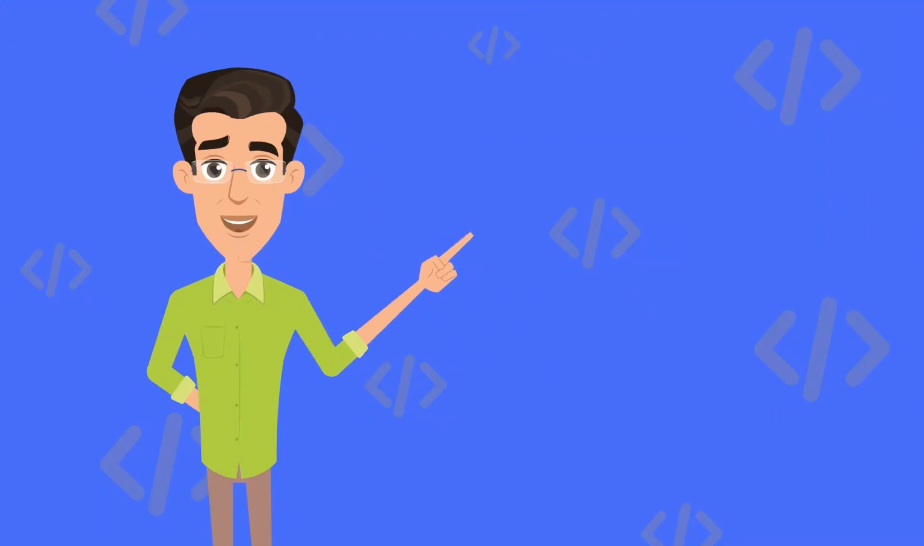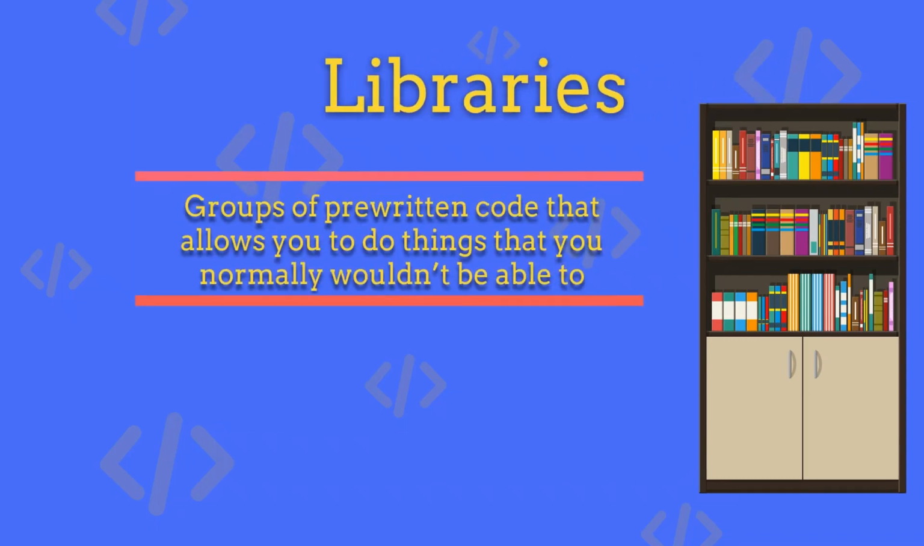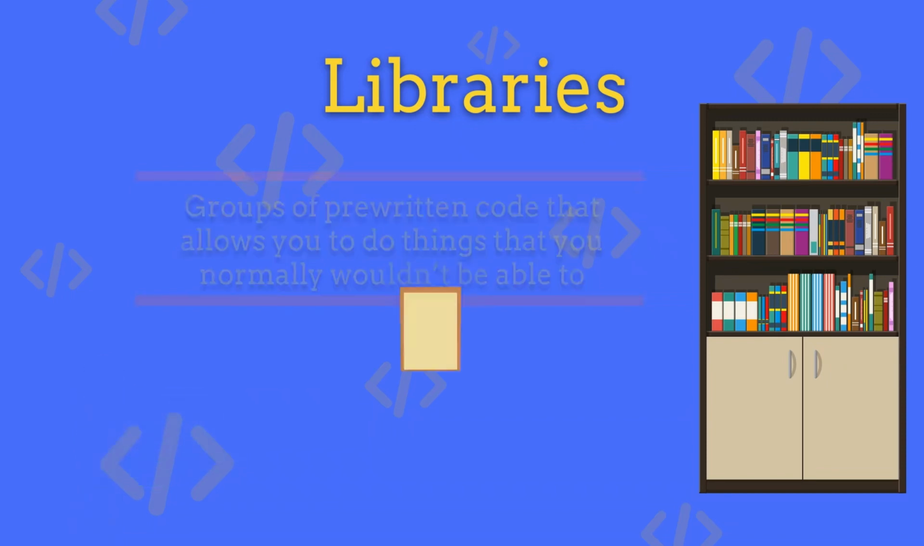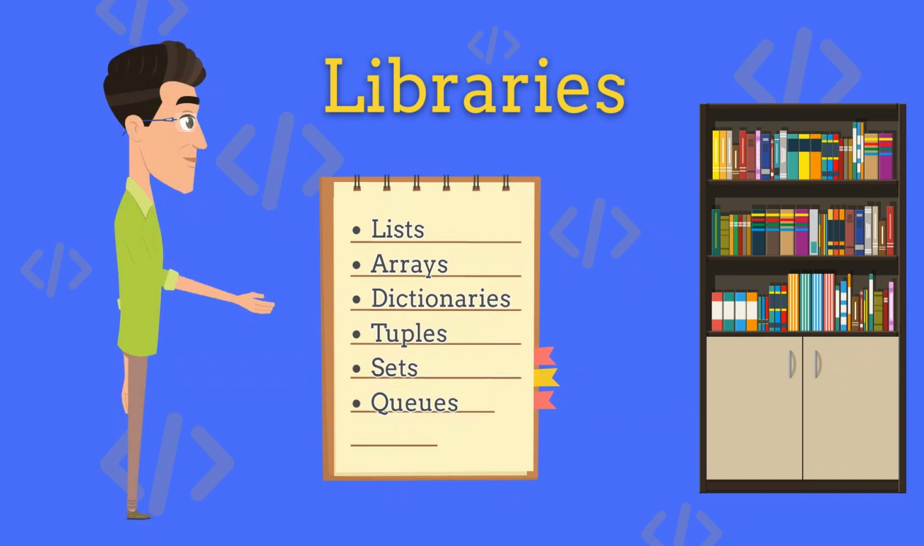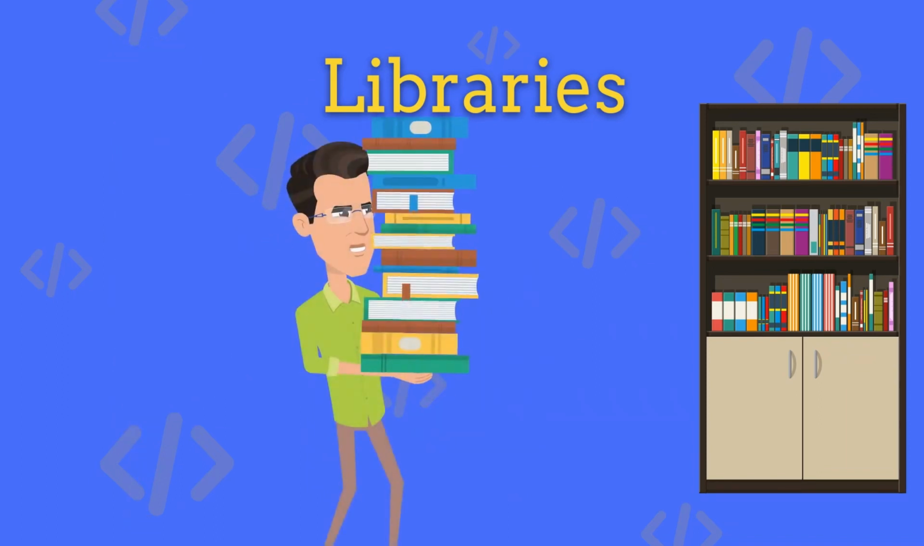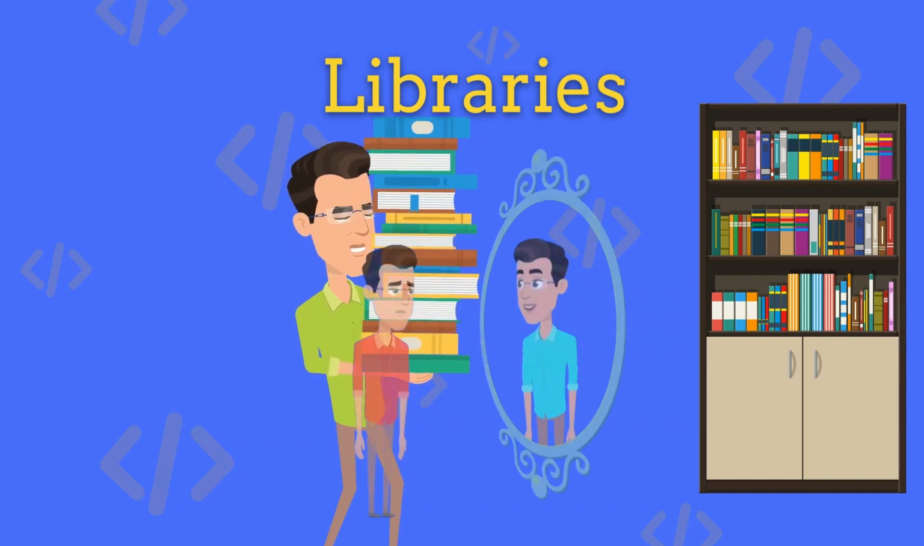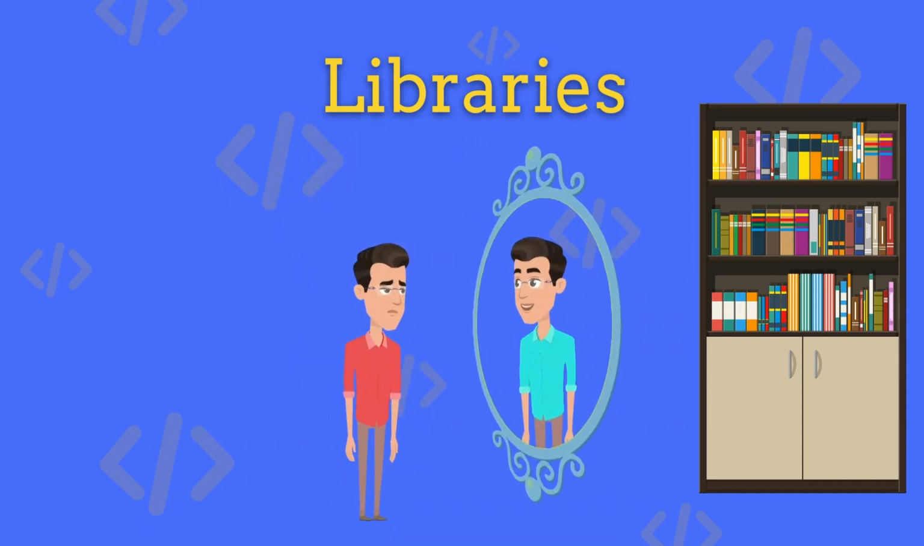Now before we go on, I need to mention a special topic: libraries. Libraries are groups of pre-written code that allow you to do things that you normally wouldn't be able to. Some collections I will showcase today can only be created by importing some specific libraries. Some libraries will even allow you to create similar collections with differences only noticeable if you look deep within.